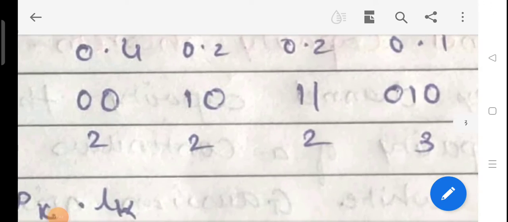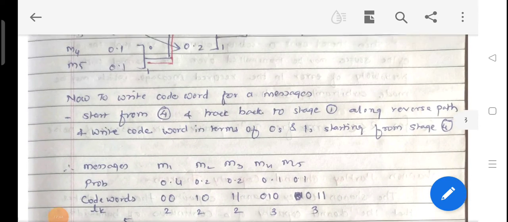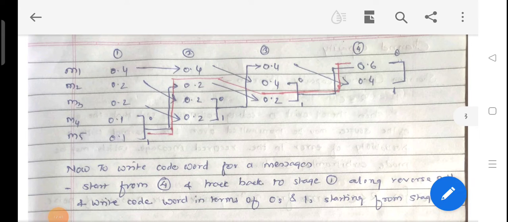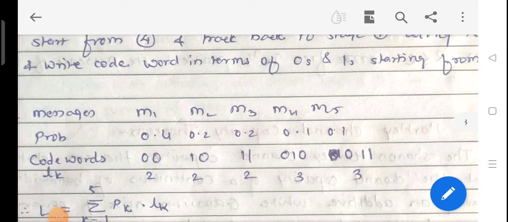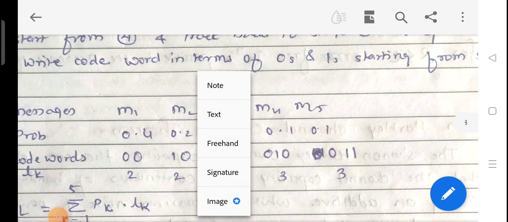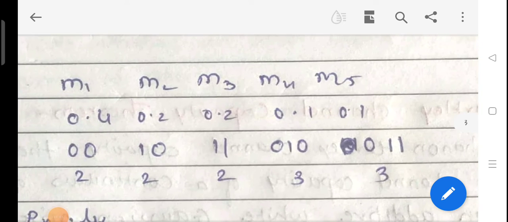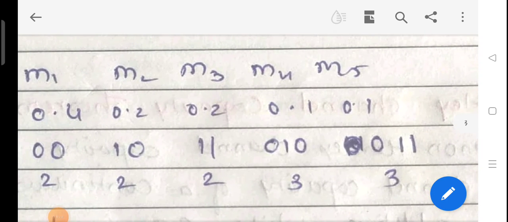So this is the code word value for the second message. Similarly, we can write the code word value for the third message by selecting the reverse direction path, and we can write down the code word for each message by traveling in the reverse direction from last to first stage, and we can obtain those values of zeros and ones. So here I am getting code words for M1 as 0 0, for M2 as 1 0, for M3 as 1 1, for M4 as 0 1 0, and for M5 as 0 1 1.